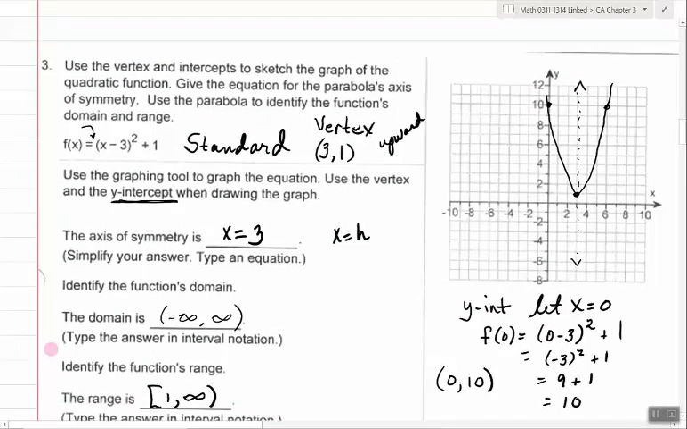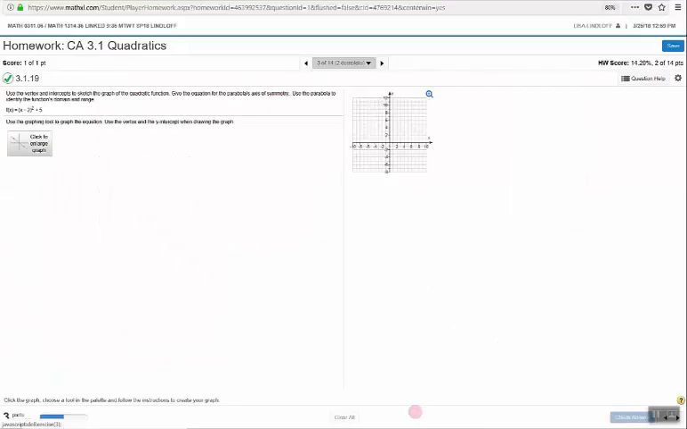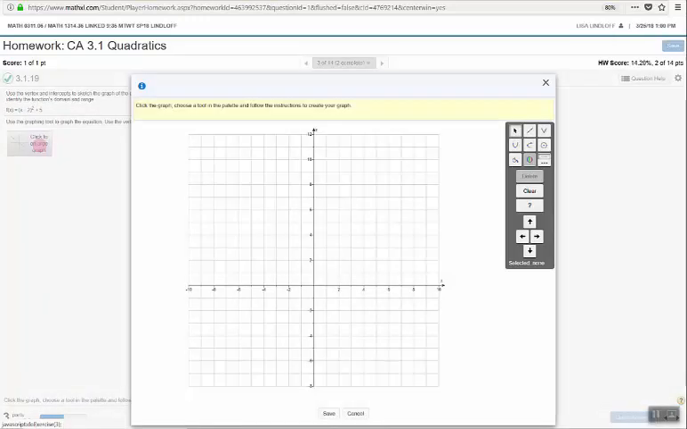Now I'm going to get MyMathLab open and do a similar question in my MyMathLab. All right, I hope you can see this okay. This is a very similar question. I can't write on this one, but I can talk about the graphing. So I'm going to go ahead and enlarge the graph.